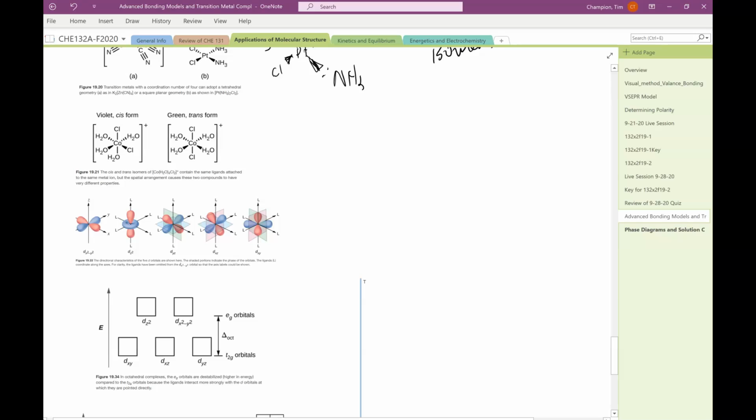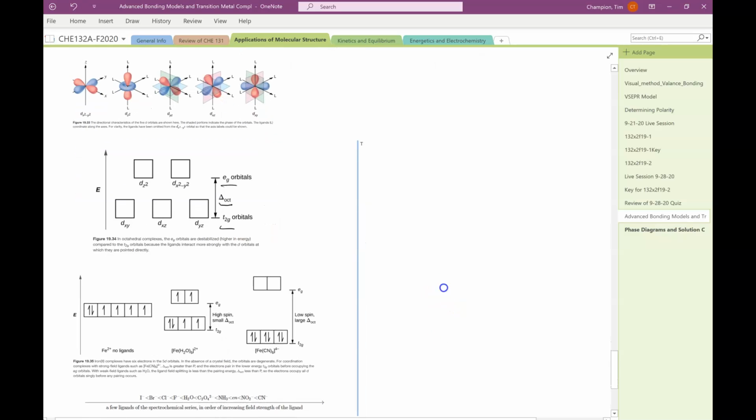So instead of having 5 d orbitals all at the same energy level, we now have a split between what we call the T2g orbitals, which are the ones at the bottom, and the Eg orbitals, which are the ones that go up in energy. And the difference between those is called delta sub-octahedral, or delta zero. And the size of that difference and the number of electrons in the d orbitals frequently influence the color of the compounds that we see.